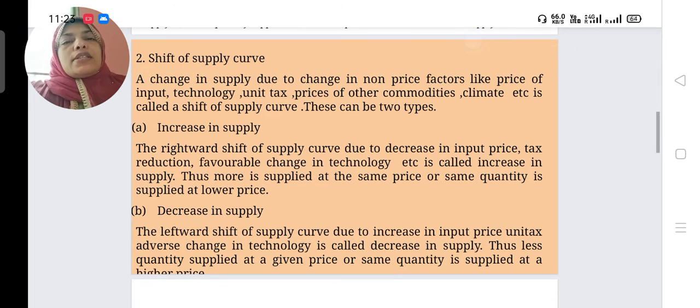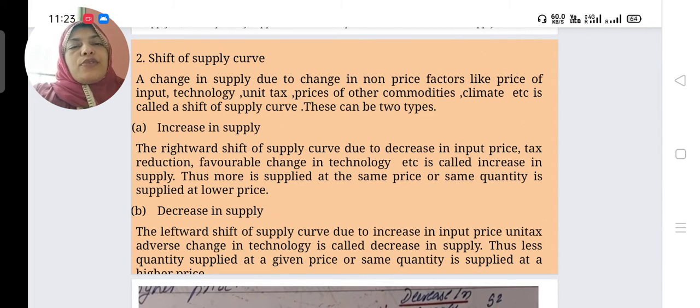Then next case is shift of the supply curve. A change in supply curve due to change in non-price factors like price of input, technology, unit tax, price of other commodity, climate, etc. is called shift of supply curve.